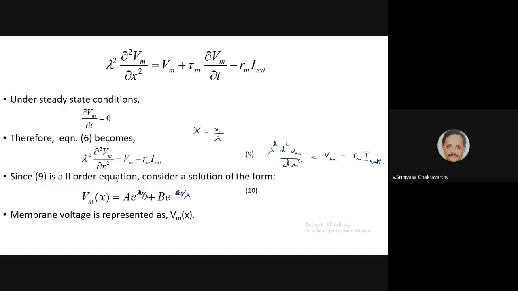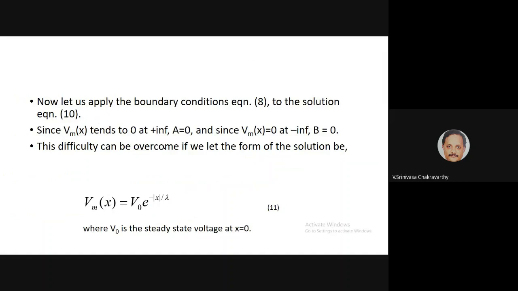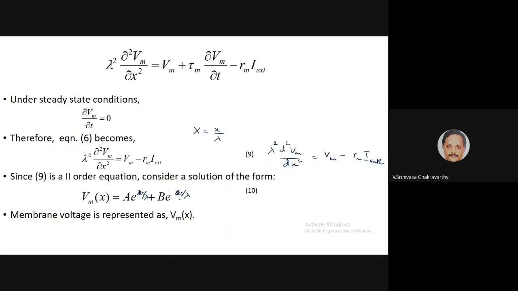So you can write the solution in terms of the sum of two exponentials, a e^(x/λ) plus b e^(-x/λ). If you plug this in, it can be made to satisfy equation 9 by proper choice of a, but there's a small fundamental problem. Look at this expression.